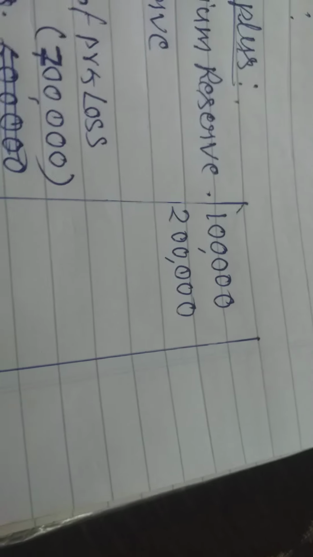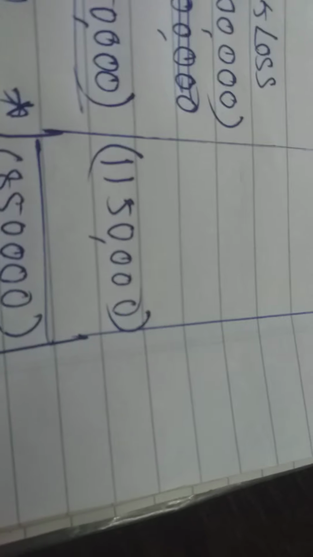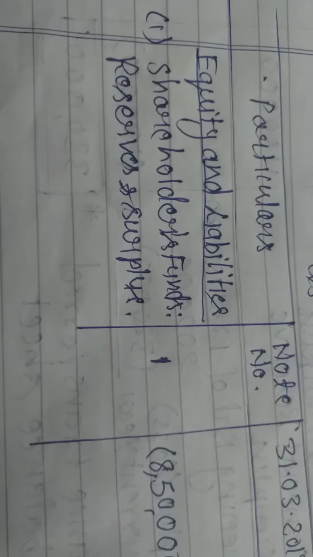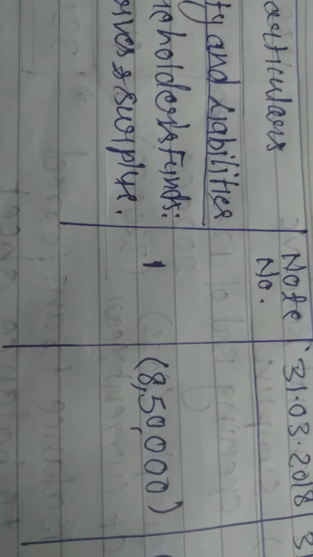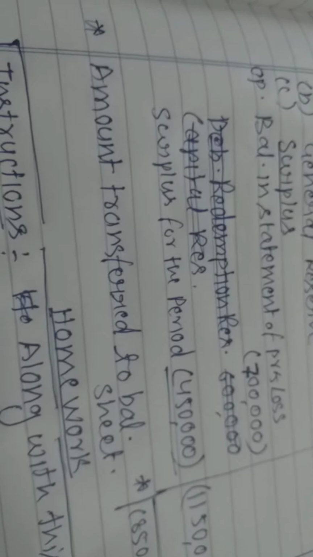So when you add all these, 1 lakh, 2 lakh and a negative balance of 11 lakh 50,000, you will finally get a negative balance of 8 lakh 50,000. So this is the amount that is transferred to the balance sheet. Just see, reserves and surplus, notes to account 1 and rupees 8 lakh 50,000. I hope you have understood it.